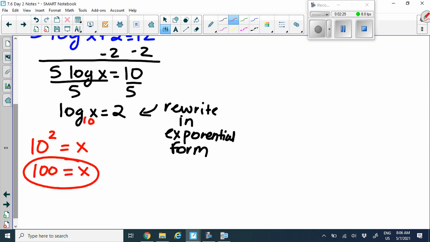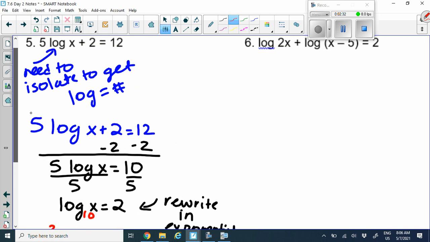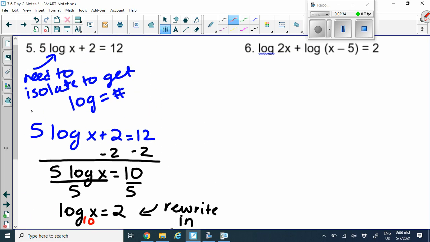Okay, let's go ahead and do the next one. So for 6, we have log of 2x plus log of x minus 5 equals 2. Now, this doesn't look like what we've done before, right? We don't have a log equals a log, and then we don't have just a log equals a number. So we have to manipulate this a little bit, so we do either or. Well, we're not really going to have a log equals another log, because we have that number 2 on the right-hand side. Instead, we're going to be using our log properties to condense so that we can get it into where it's a log equals a number.